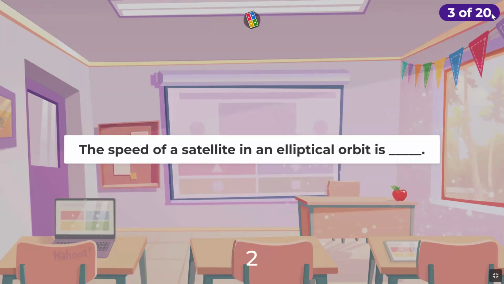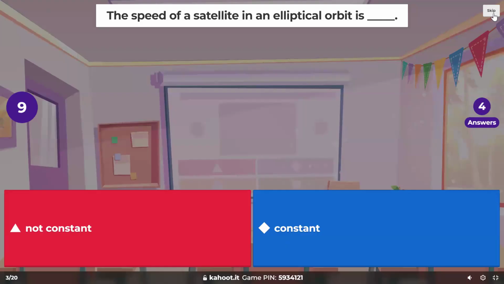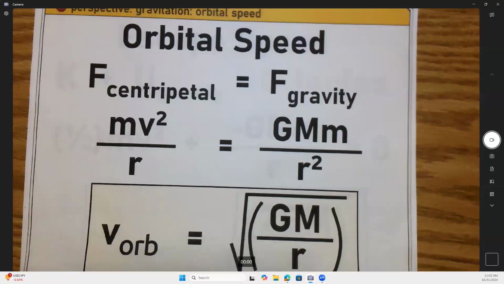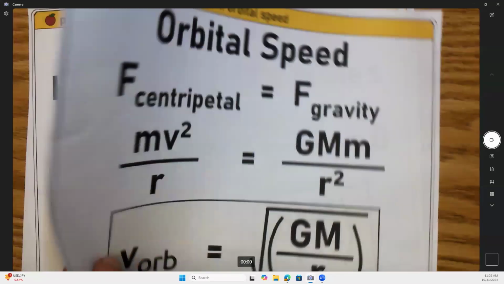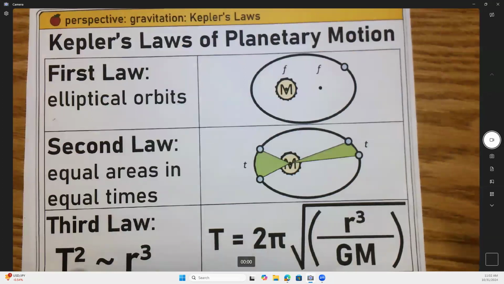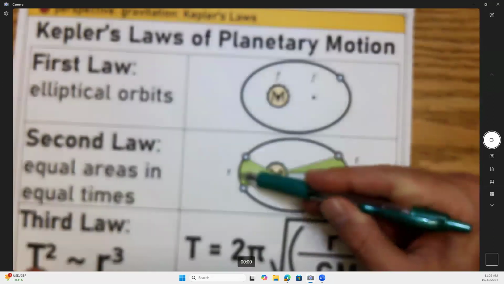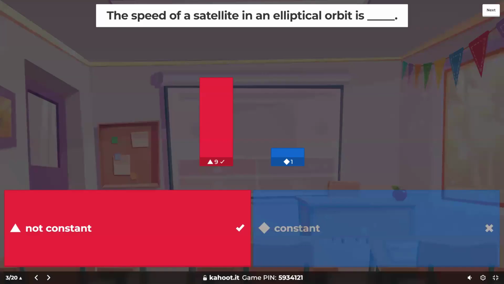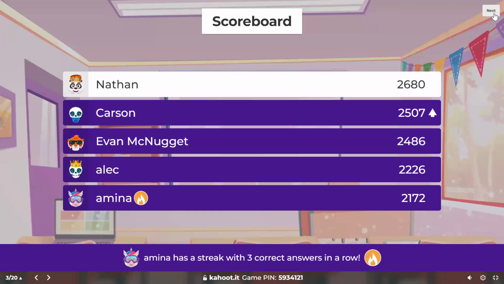The speed of a satellite in elliptical orbit. Yeah, that's right. It's going to be speeding up and slowing down a little bit. That reminds me of Kepler. Here's Kepler. You guys remember this? If it's far away, it's going a little slower. If it's closer, it's going a little faster. You guys remember equal areas in equal times? It kind of reminds me of that.